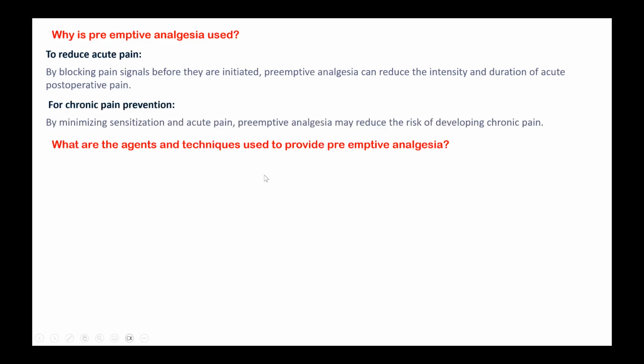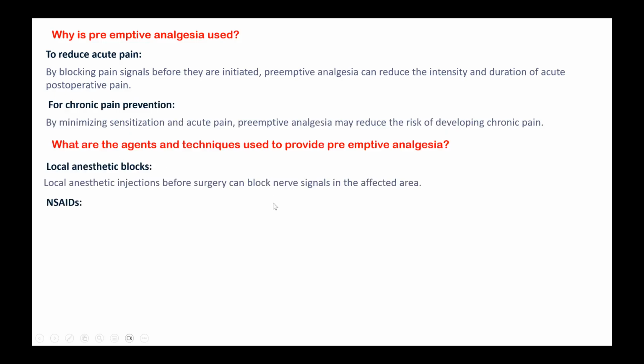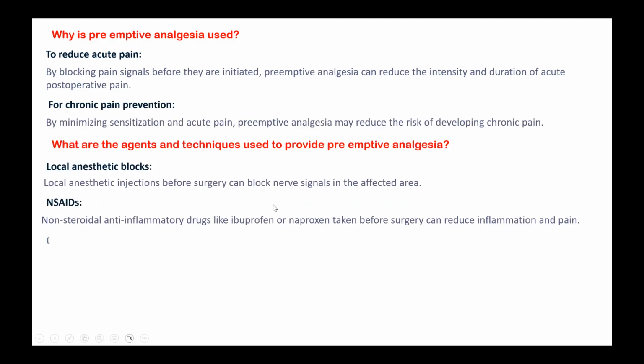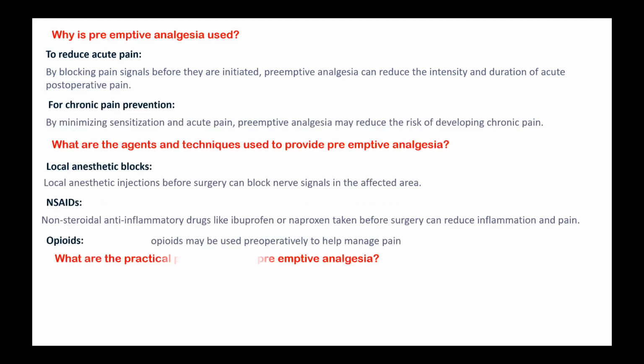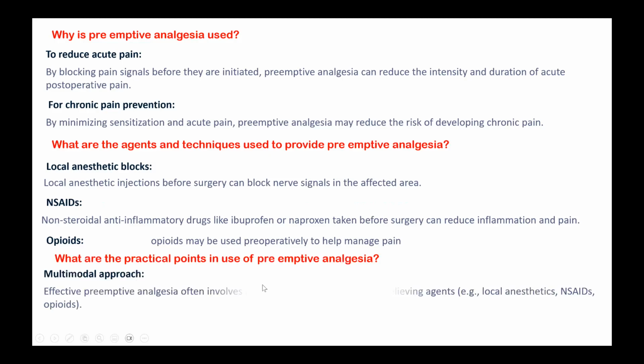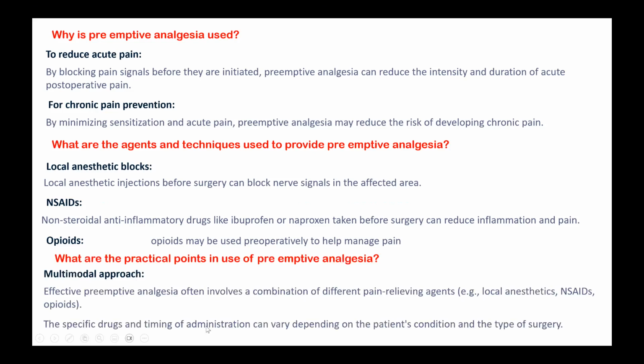And the agents and techniques used are local anesthetic blocks, NSAIDs, and opioids. The practical point in the use of preemptive analgesia is that you should use a multimodal approach. So effective preemptive analgesia can be a combination of different pain relief like local anesthetic, NSAID, and specific drugs, and the timing of administration can vary depending upon the patient's condition and the type of surgery.